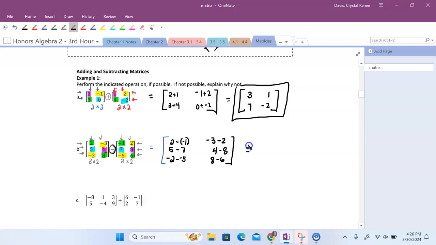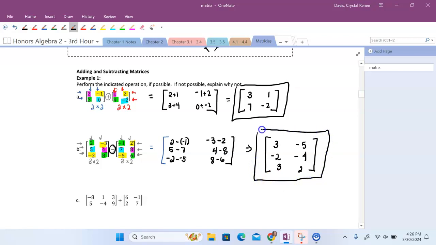Okay, now if I clean this up, 2 minus a -1 is simply 2 plus 1, which is 3. -3 minus 2 is a -5. 5 minus 7 is a -2. 4 minus 8 is a -4. 2 minus a -5 is 2 plus 5, which is a +3. And then 8 minus 6, which is 2. So the difference of these two matrices would be this 3x2 matrix right here.